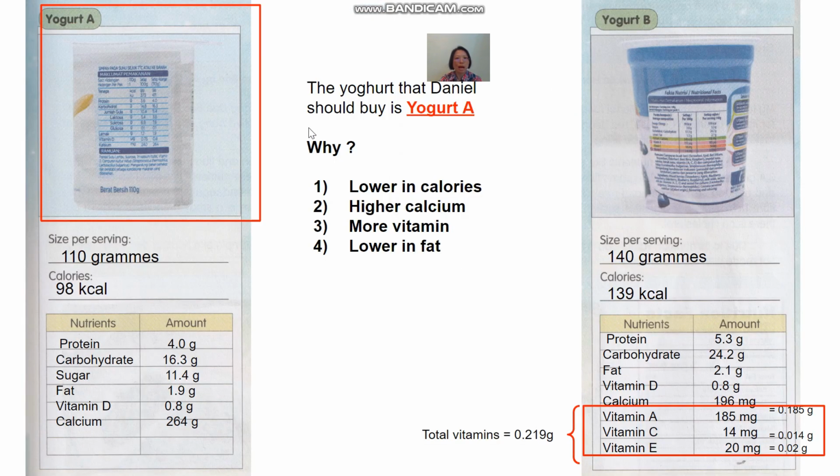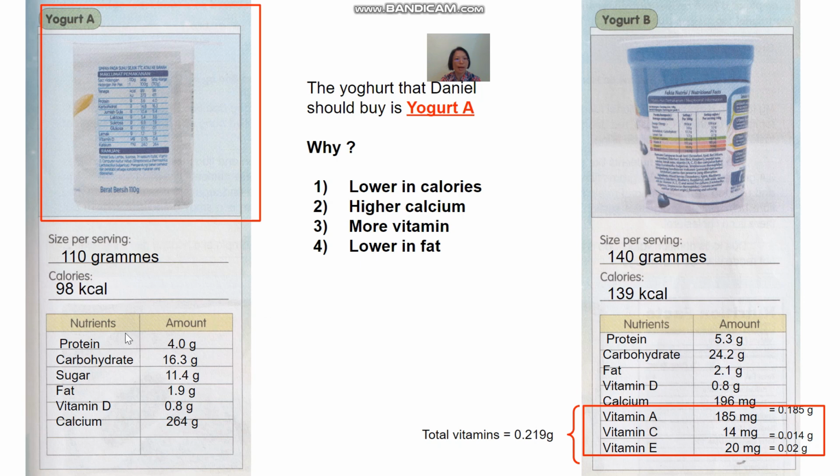After studying the food label, this is what we get. The yogurt that Daniel should buy is yogurt A. Why? First of all, yogurt A is lower in calories. If you look at calories here, yogurt A is 98 kilocalorie, but yogurt B has 139 kilocalorie. So yogurt A has lower calories. So we should always eat food with lower calories so that the extra calories will not turn into fat so easily.